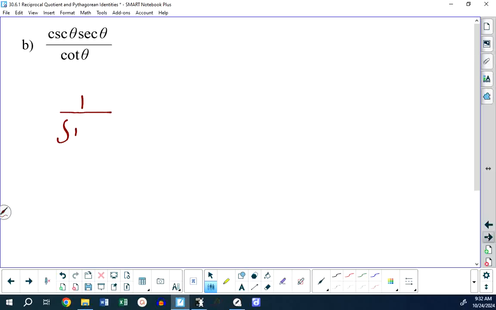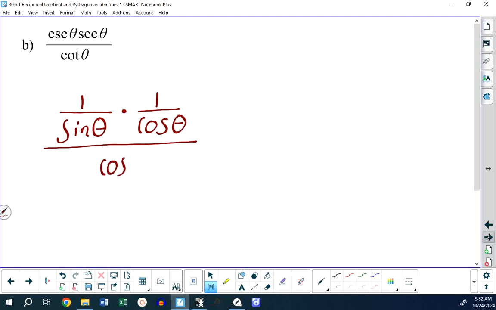Cosecant is 1 over sine of theta. Secant of theta is 1 over cosine of theta. Cotangent of theta is cosine of theta over sine of theta. And we'll just double check all of those. Is cosecant 1 over sine? Yes. Is secant 1 over cos? Yes.